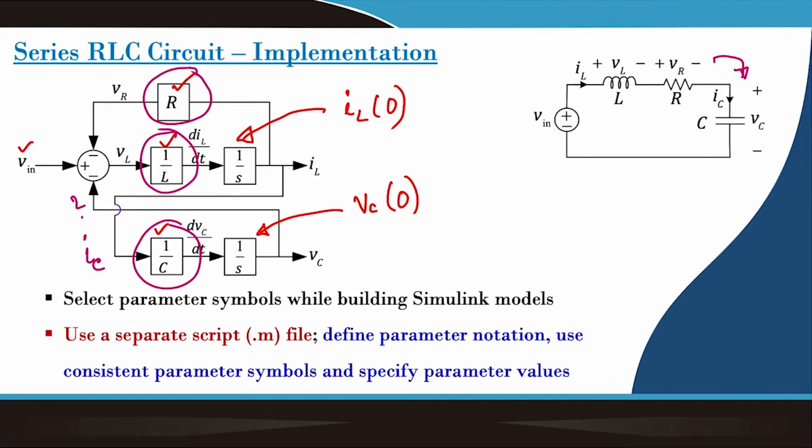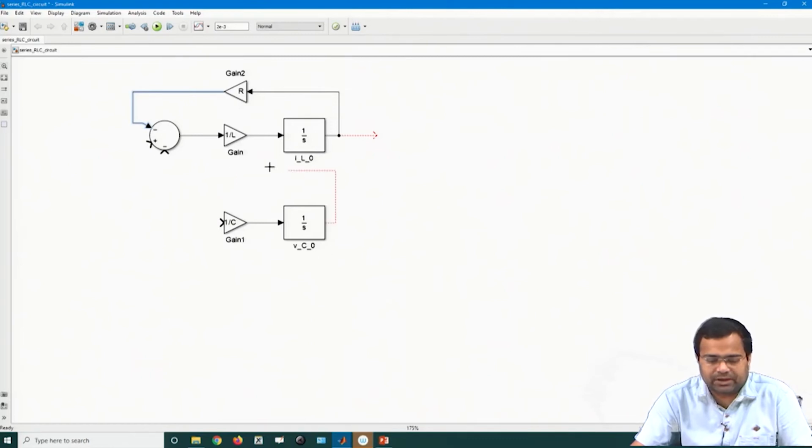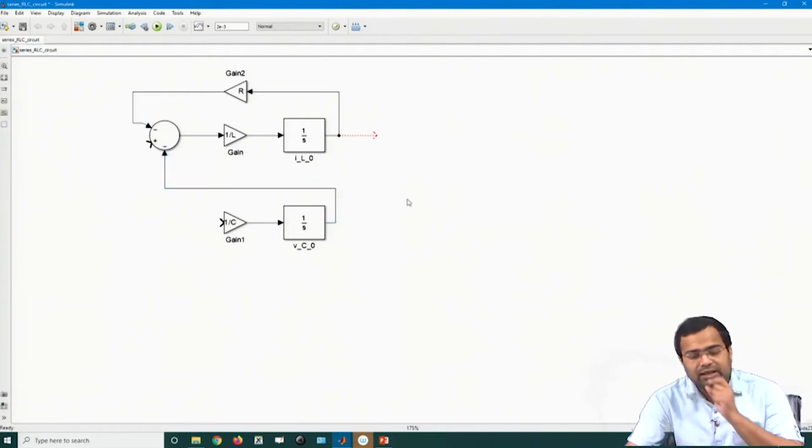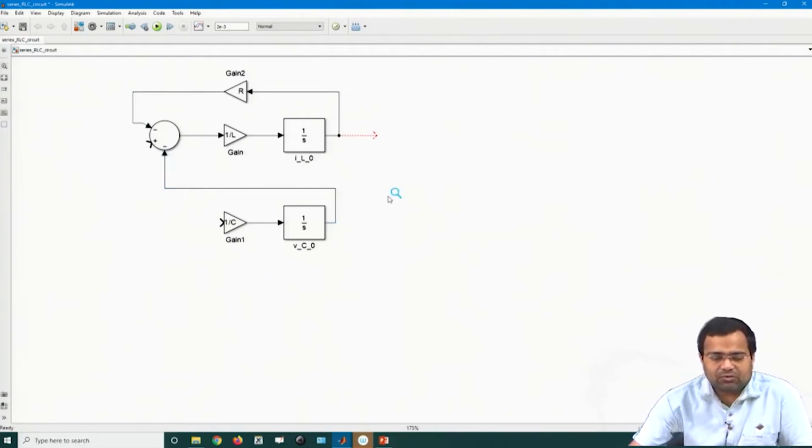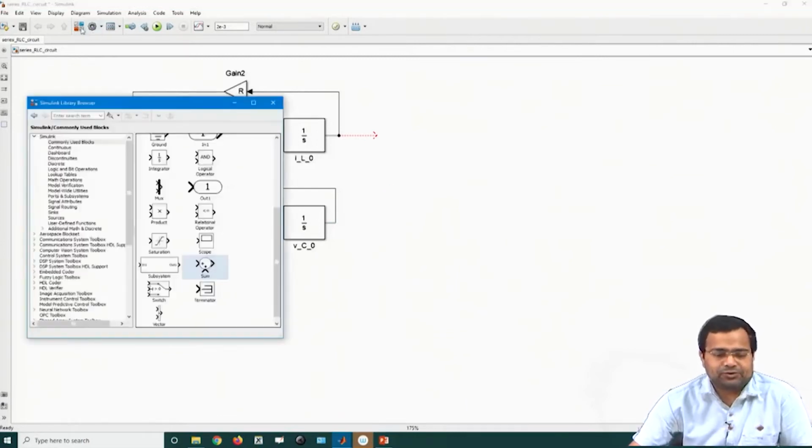Okay. Similarly, we need to subtract the capacitor voltage, that means I am talking about this particular terminal. So, once I go back, then we need to subtract this voltage here. All right. Then what is left? What is left is my supply. Okay. So, I can take a source.